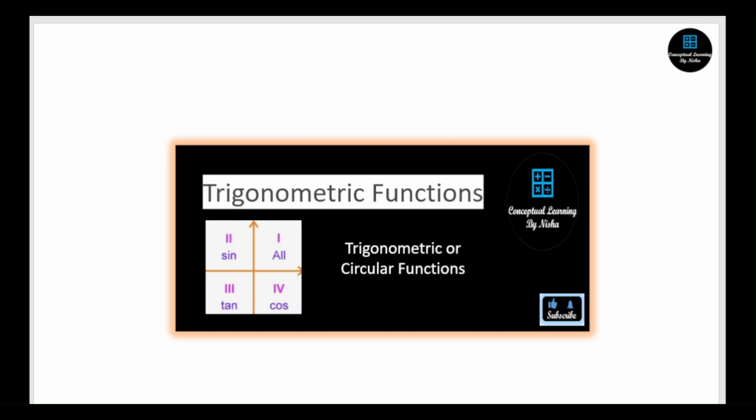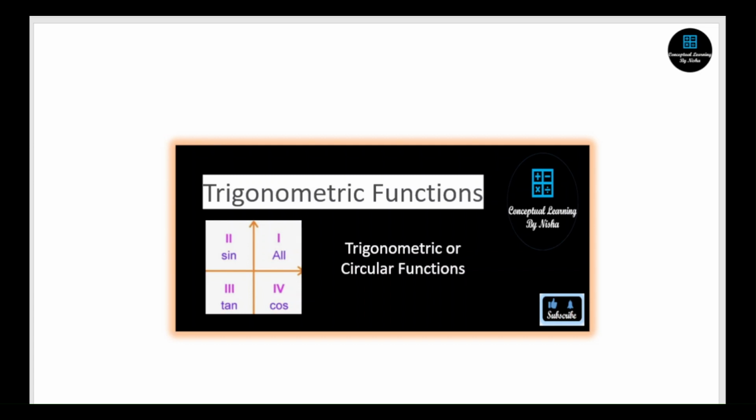Today we'll continue with the trigonometric functions. Here, if you have doubts like what is a unit circle, in which quadrant sine theta is positive, in which quadrant cos theta is positive, which are the domain and range for the trigonometric functions, we are going to learn all of this. So watch this video till the end.